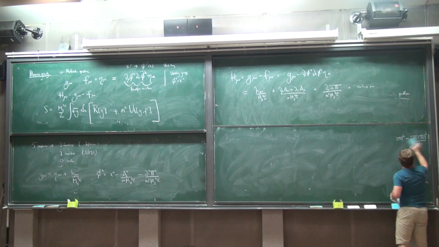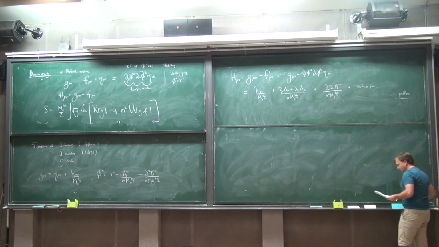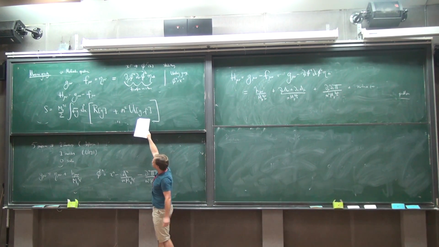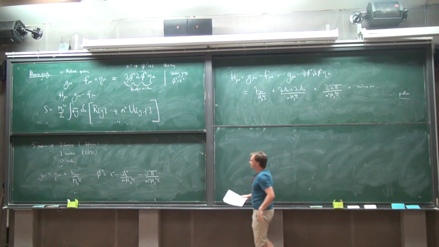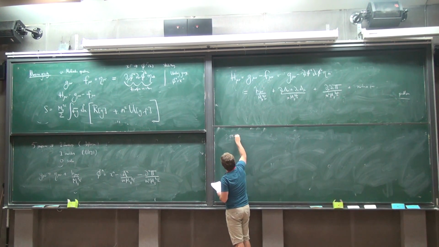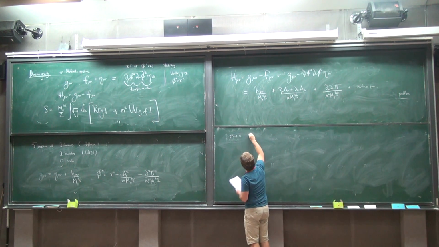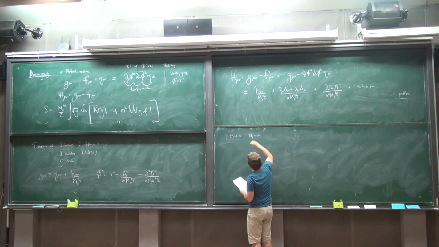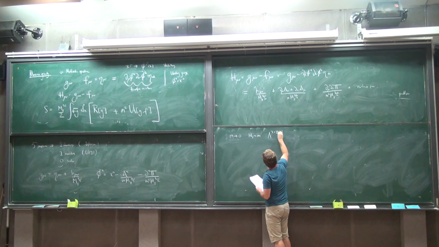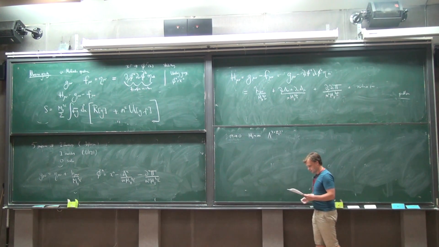Okay, so now I'm going to take the decoupling limit of this massive gravity theory. I don't know what the form of U is yet, but let's just take the decoupling limit and see what happens. So the decoupling limit as m goes to 0, and M_Planck goes to infinity, with Λ fixed.